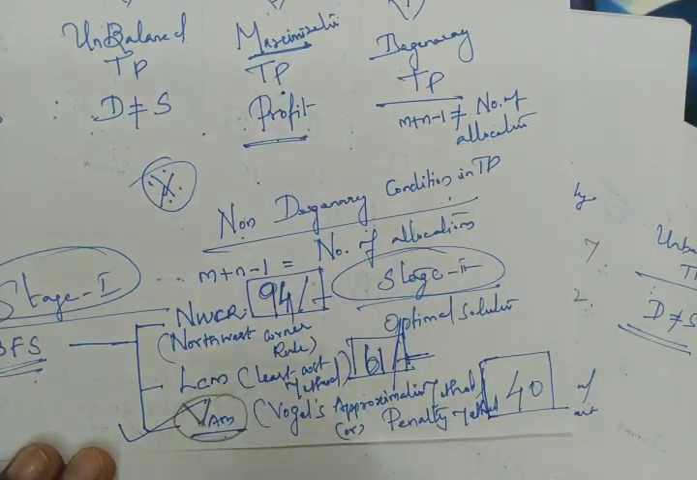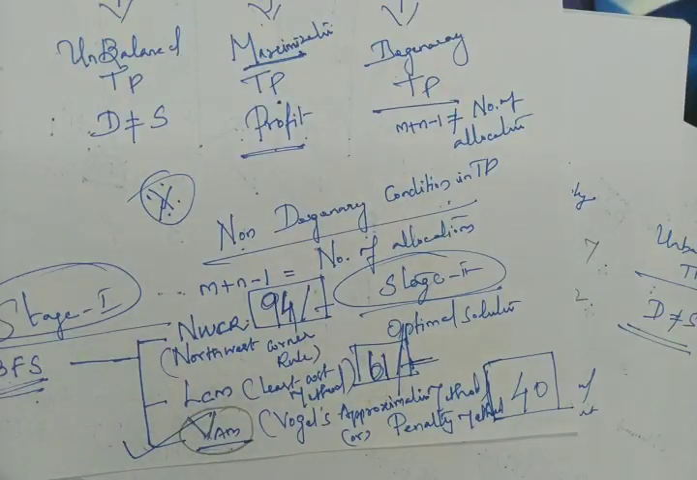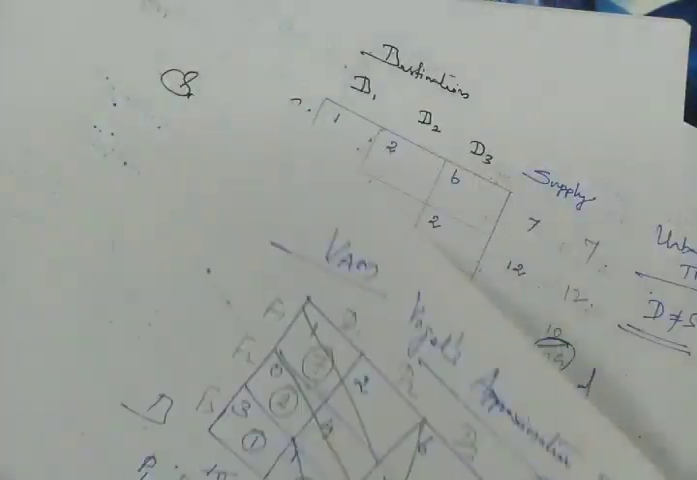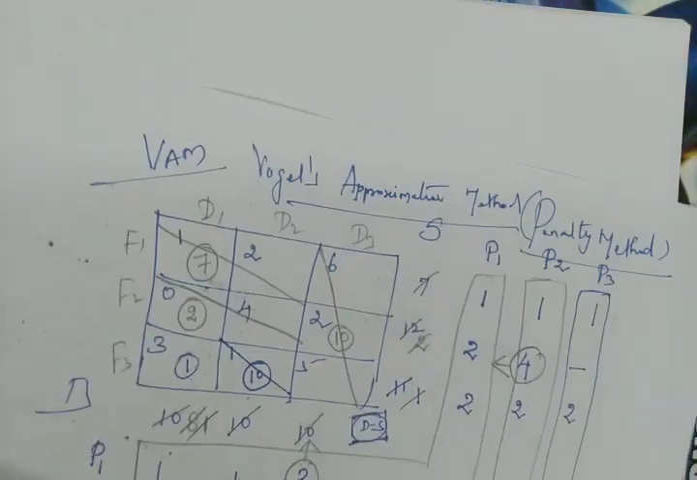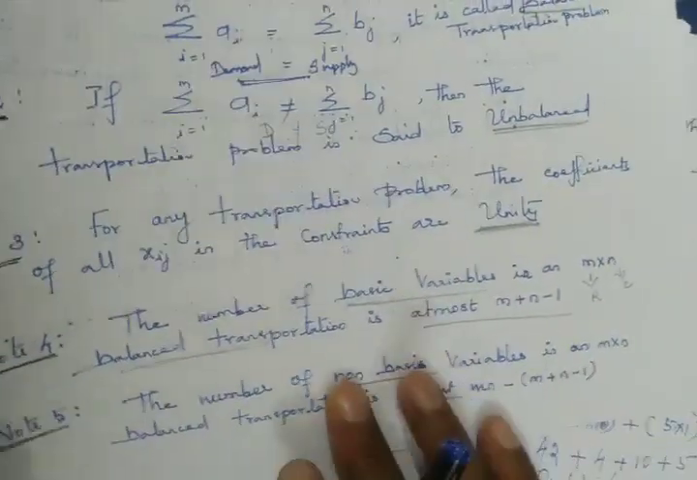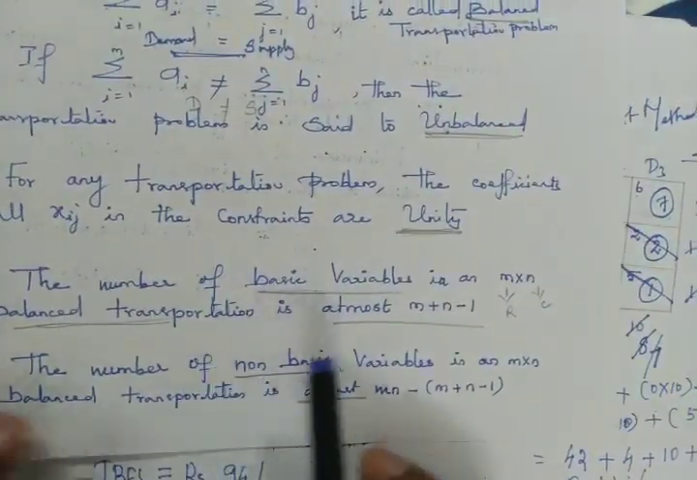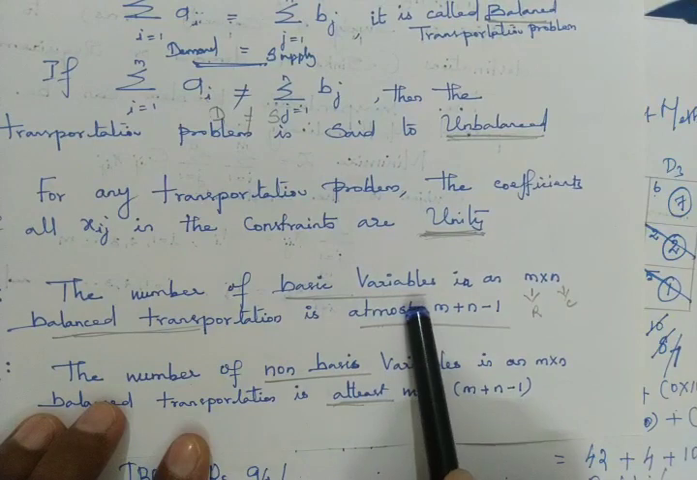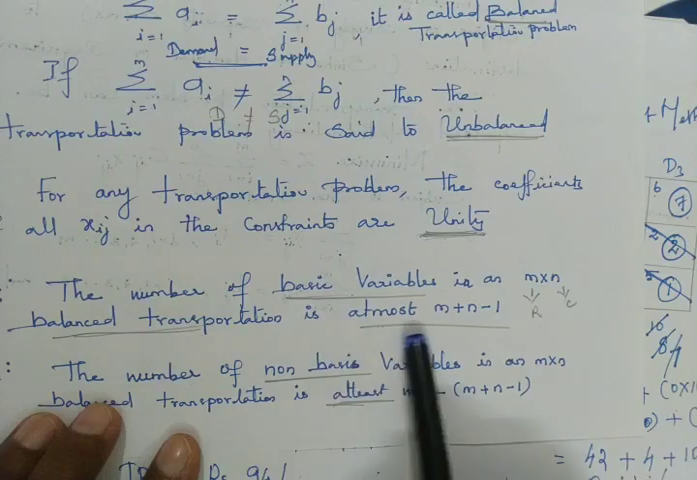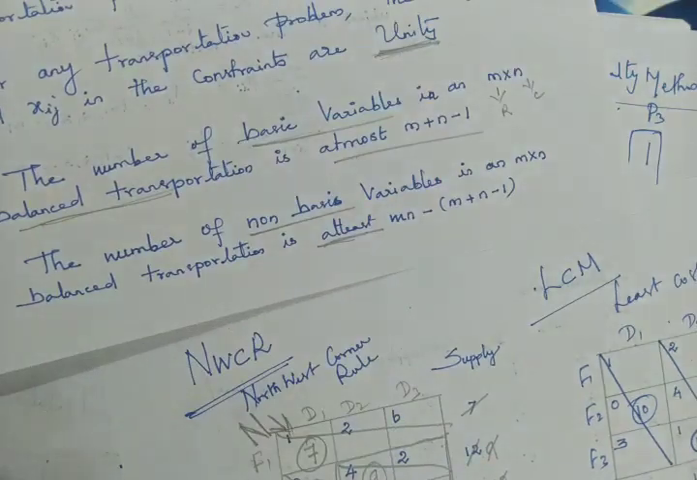So you always select the VAM, which gives the best solution in the transportation problem to find the IBFS, and sometimes the VAM solution may also be the optimal solution to the transportation problem. And one more thing I want to explain to you. I told you very clearly that I will explain 2 things after completing the IBFS. See here, the number of basic variables in an M cross N balanced transportation problem is at most M plus N minus 1.